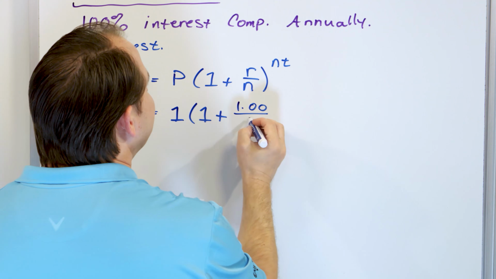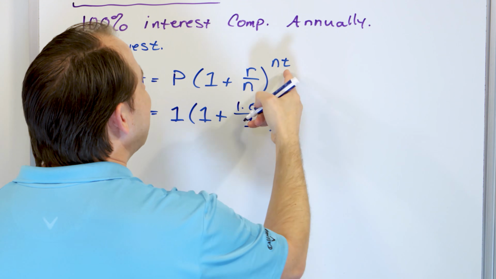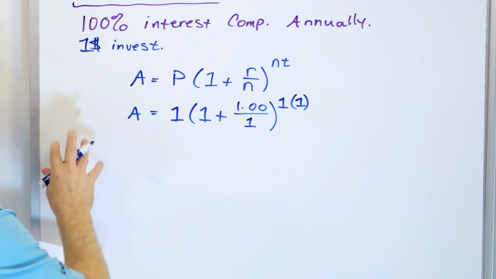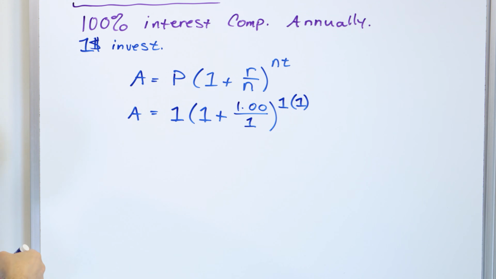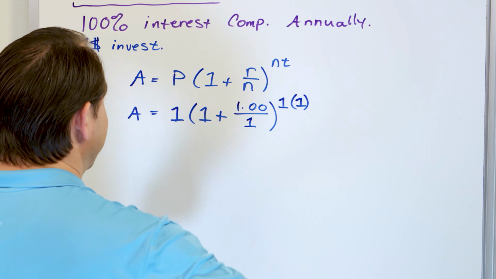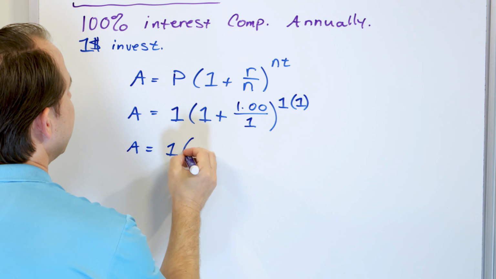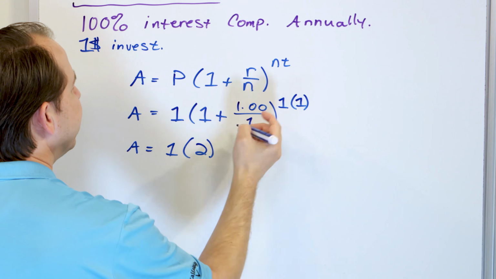I'm only doing it annually. That means 1 time per year. I'm only doing it annually 1 time per year, and I'm looking down the road 1 year in the future. Again, if you don't know how this works, it's because you haven't watched my lesson on the compound interest formula. So here we go. We have 1 on the inside. This is going to be 1 plus 1. So I'm going to have 2 in here, raised to the power of 1.